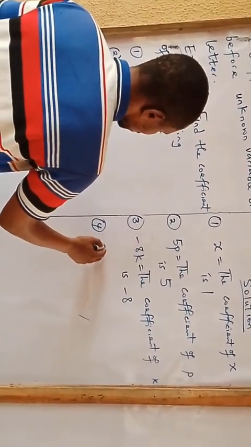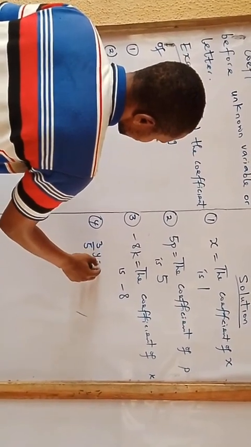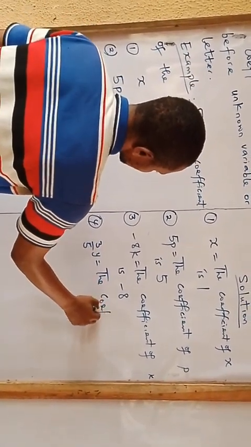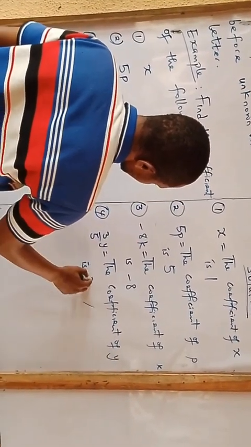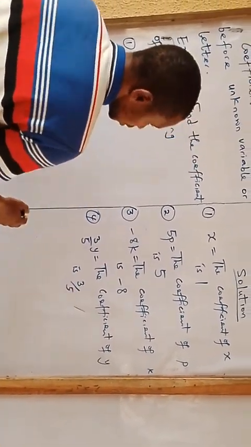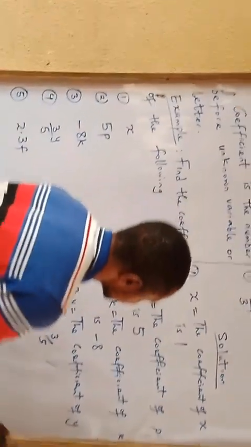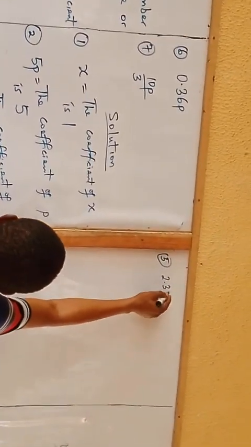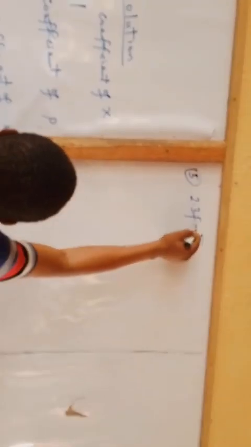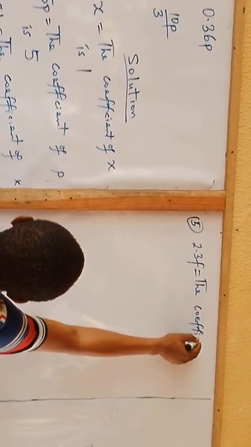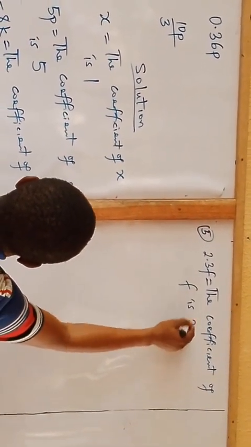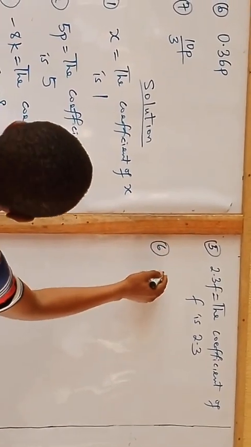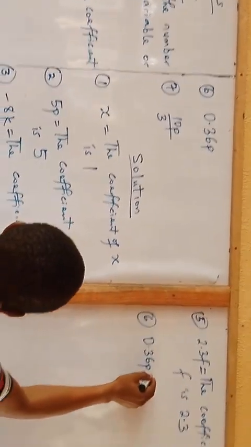Number 4, we have 3 over 5y. The coefficient of y is 3 over 5. Number 5, we have 2.3f. The coefficient of f is 2.3. Number 6, we have 0.36p.